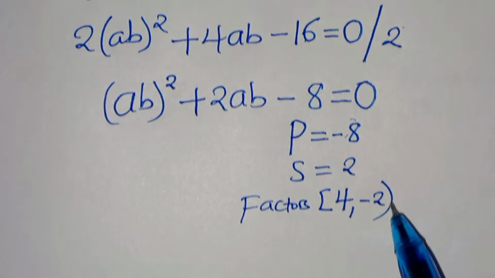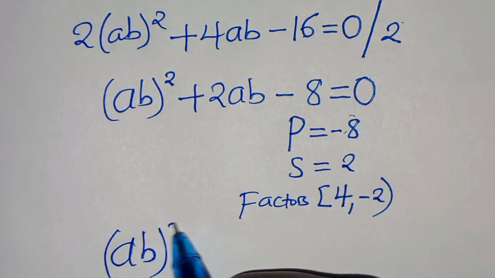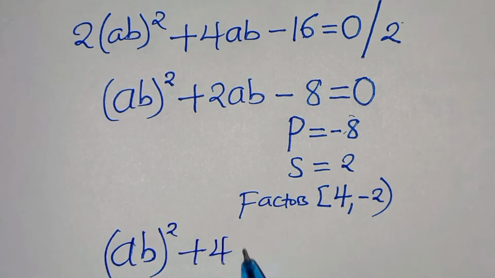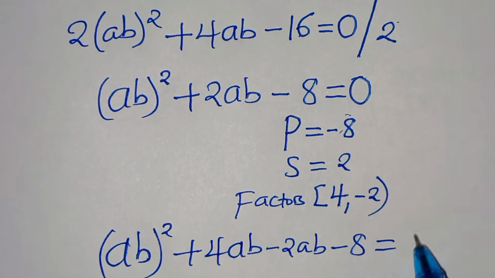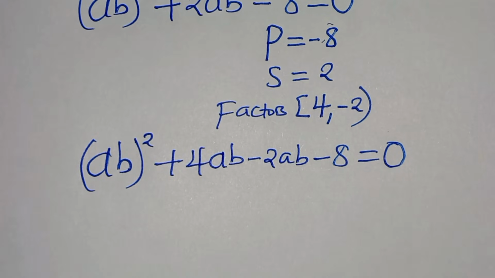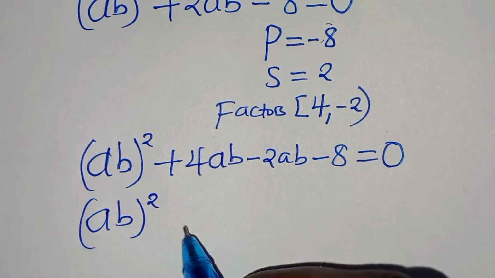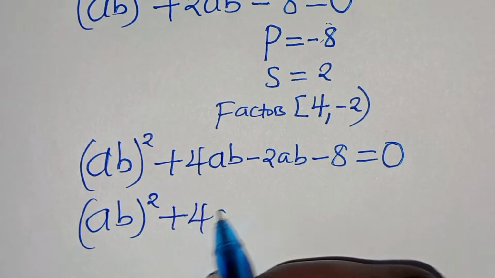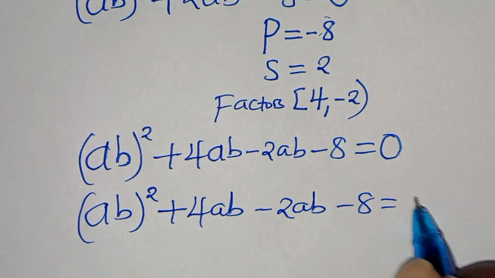So let's substitute these factors so that we have (ab) to the power of 2 plus 4ab minus 2ab subtract 8. This is equal to 0. Okay, so we have (ab) raised to the power of 2 plus 4ab minus 2ab minus 8 equal to 0.